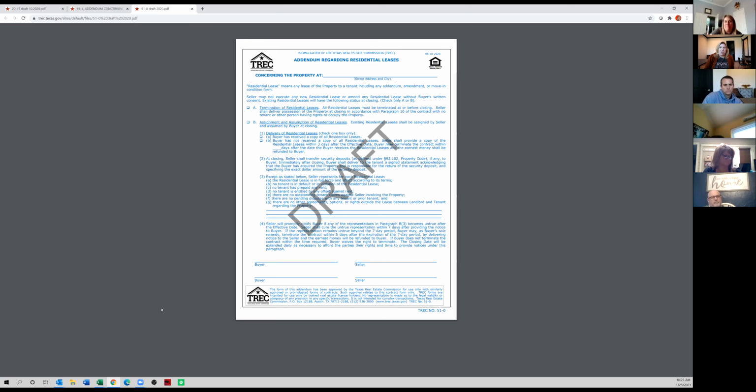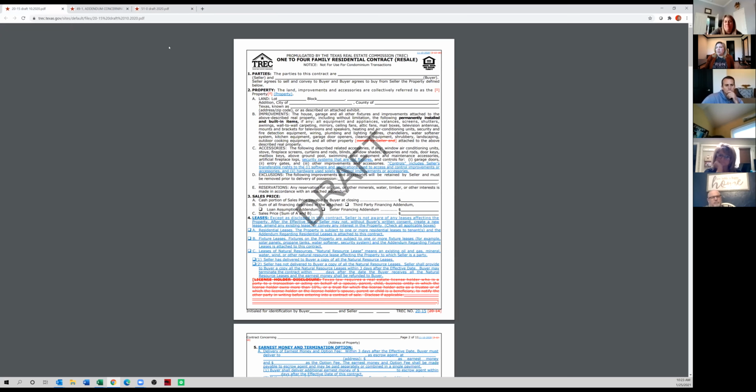So I would expect Texas Realtors to follow this up with a sheet that modifies it, a really easy notice for the buyer to give to the tenant after closing of, hey, this is what we're doing. I just haven't seen that yet. So cool. All right, so that is the addendum concerning residential leases.